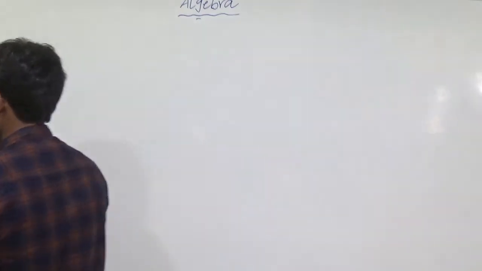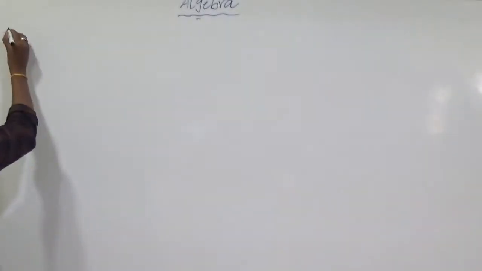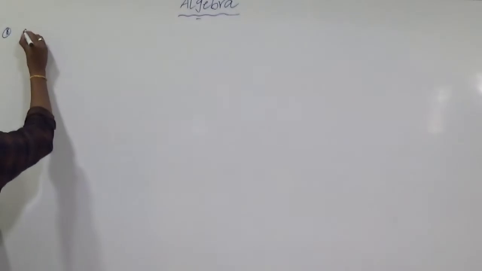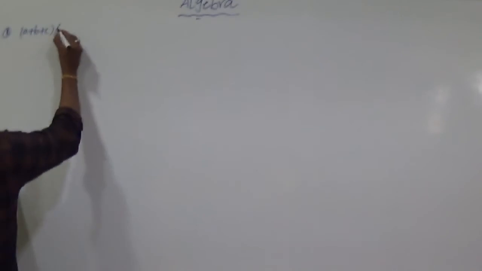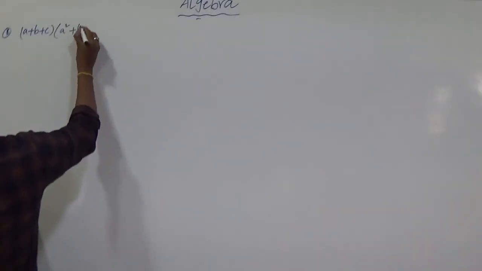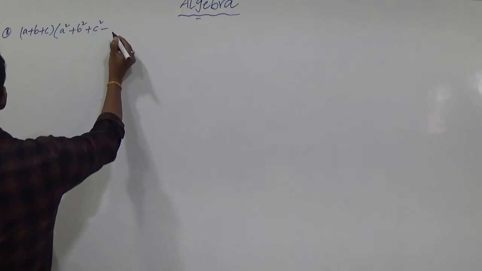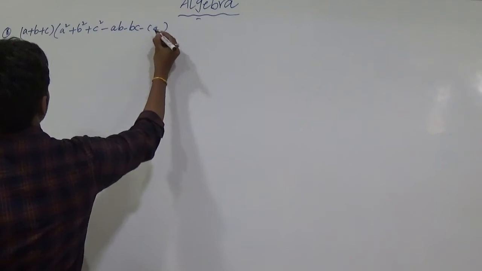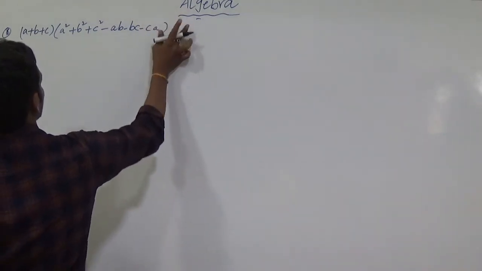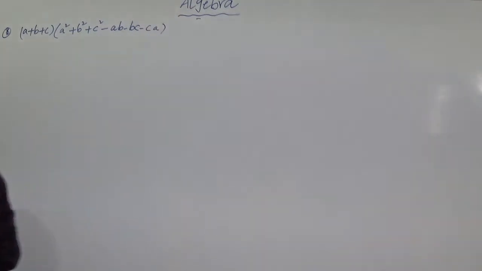In statement 2, first of all, the first statement is that you have to multiply problem number 6, that is a plus b plus c into a square plus b square plus c square minus ab minus bc minus ca. We have to multiply both, so we will get the answer. Now get ready, students. I am multiplying directly, since we have completed so many problems.